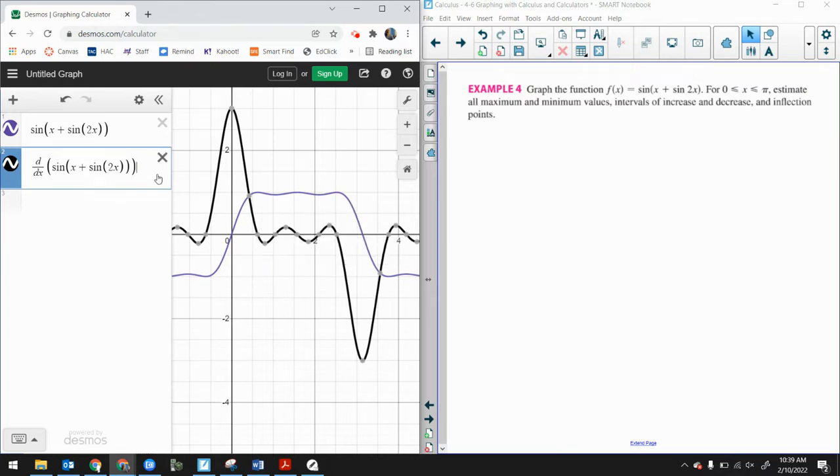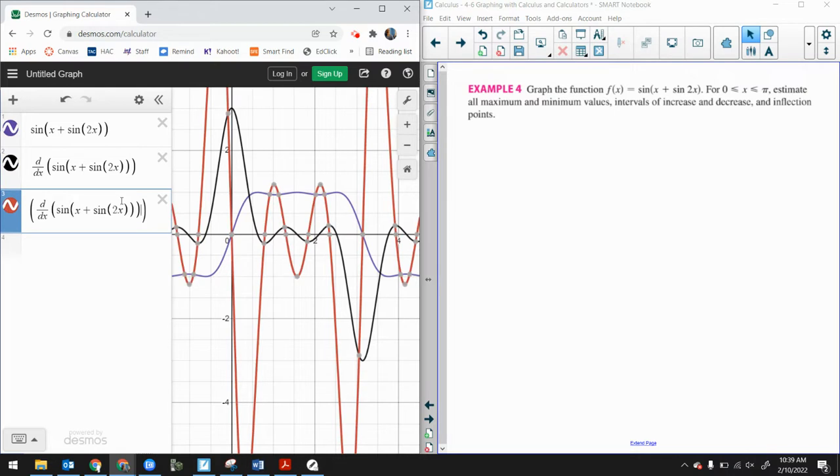And you know what else I could do? Let me hit arrow down here. d over dx of, copy, paste. There's my second derivative.